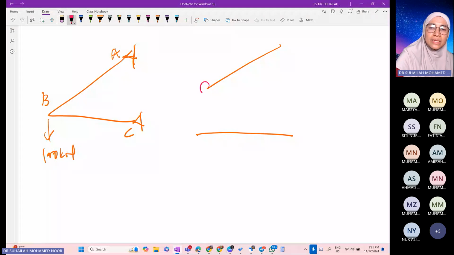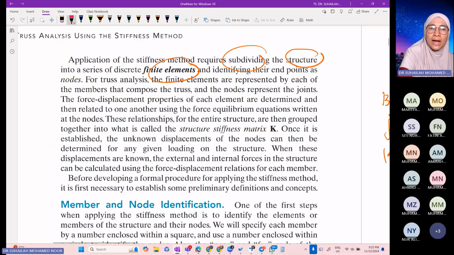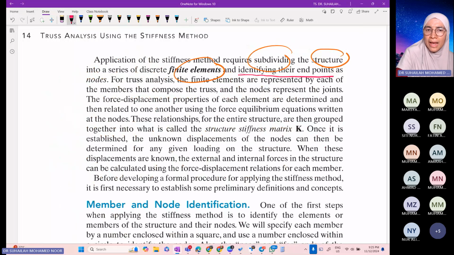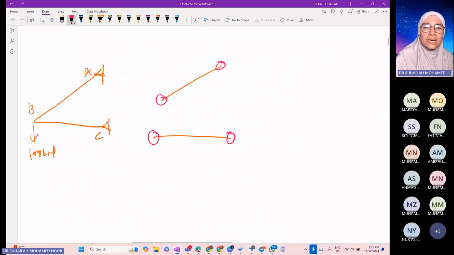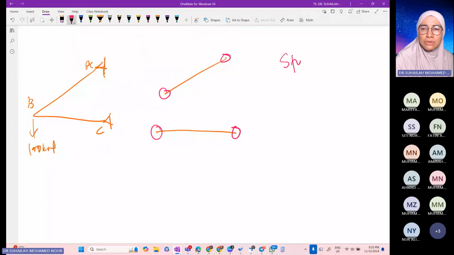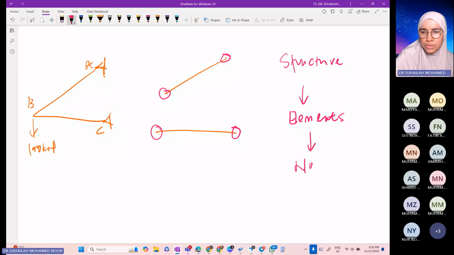Identifying endpoint. Sini endpoint, sini endpoint. Identifying their endpoint as node. Hujung-hujung tu dia kata identifying endpoint as node. Okay. So makna je kat sini dia from structure ni turun ke bawah. Structure is actually come from element. And element come from nodes. So this is the flow.